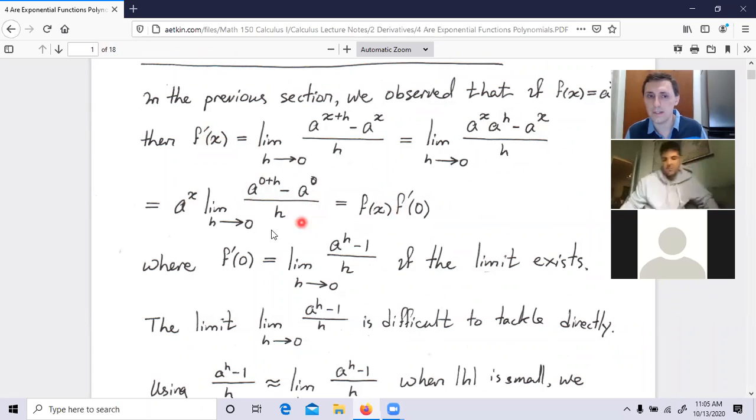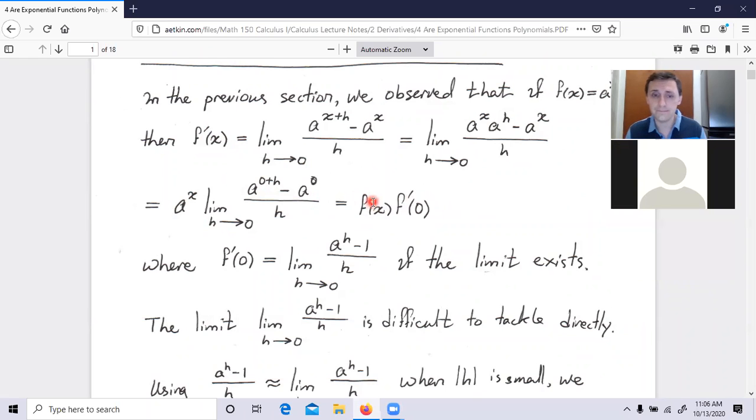So the derivative looks essentially like the function if it exists, right? If this limit exists, it will be some number, and this number is the derivative at 0. So do you see what happens here? The function is not very much changed by calculating the derivative.